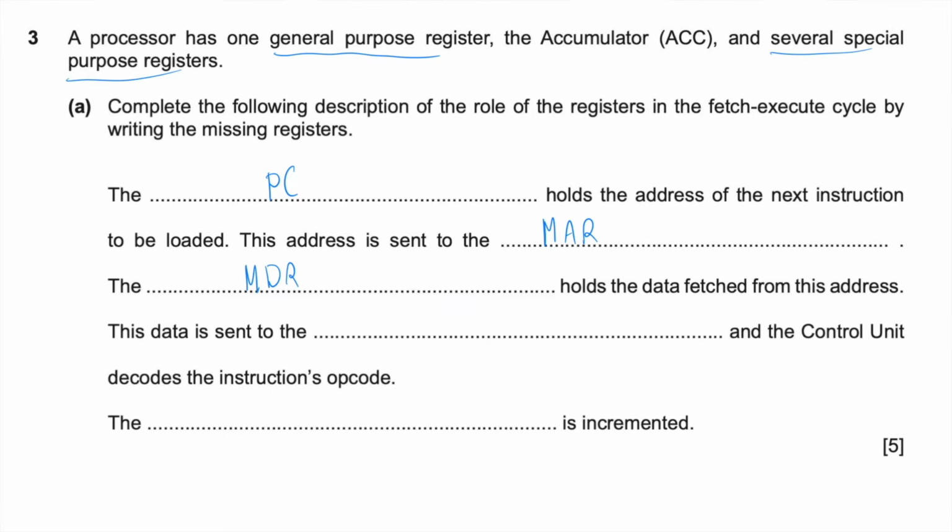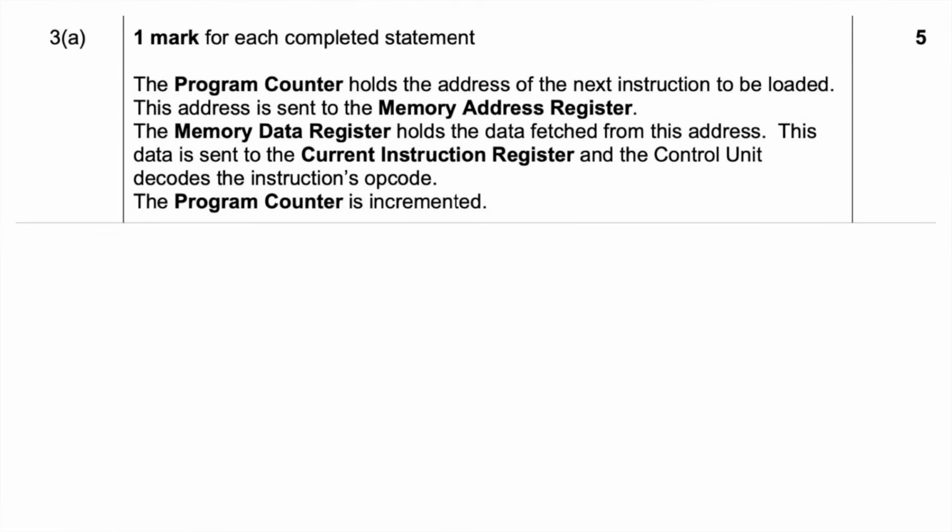From the MDR, the data is sent to the CIR, or the current instruction register, and the control unit decodes the instruction's opcode. Opcode basically being operational code, or the code that denotes the instruction. And then once that's done, the PC again increments, or goes up to the next address. We're adding 1 to go up to the next address. Now I wrote the acronyms here, but really you should write the full names: PC being program counter, MAR being memory address register, MDR being memory data register, and CIR being current instruction register. Anyways, that's the fetch, decode, execute cycle.